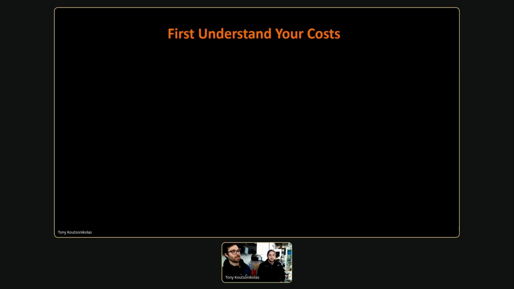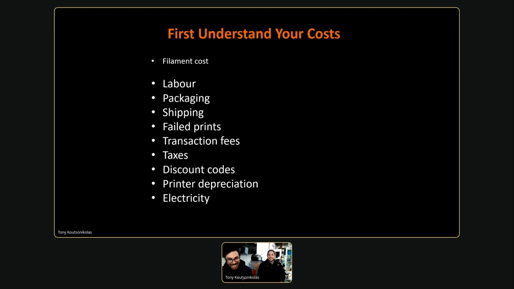Cool. All right, so what's the solution? So first, understand all your costs. There's a big list here, right? First, the filament costs, which we talked about. Then it's labor. And this is usually the biggest one. If you want to take labor into account, actually pay yourself a wage, then that is going to be pretty much always, in my experience, bigger than your filament costs. Packaging, shipping, failed prints. So this is taking failed prints into account.